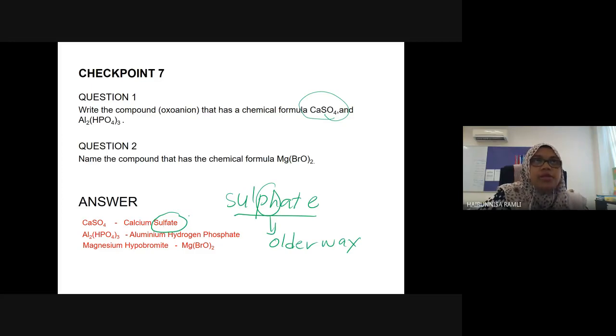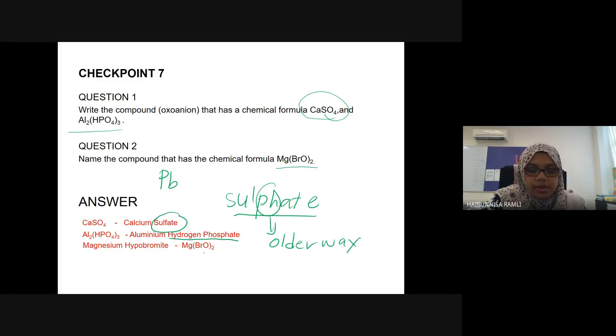Same goes for naming, like earlier. Someone mentioned K is kalium. Now we pronounce it as potassium. Like Pb, we know that it is actually plumbum, but now we call it lead. Same thing. Now, the second one, Al2(HPO4)3. So this is aluminium hydrogen phosphate.